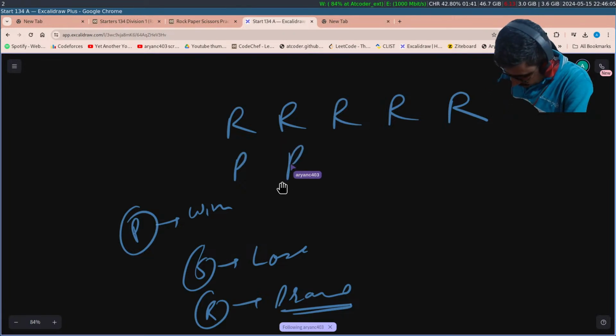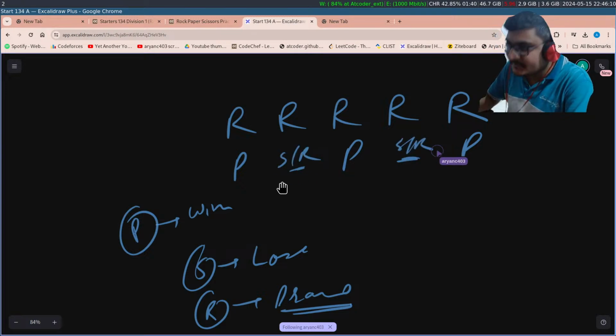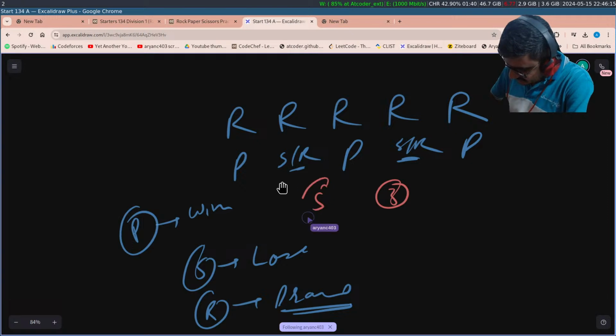And here we have a choice. We can do whatever we want, either scissors or rock, anything works. So the number of wins here would be 3. In 5 matches we can win 3 times.